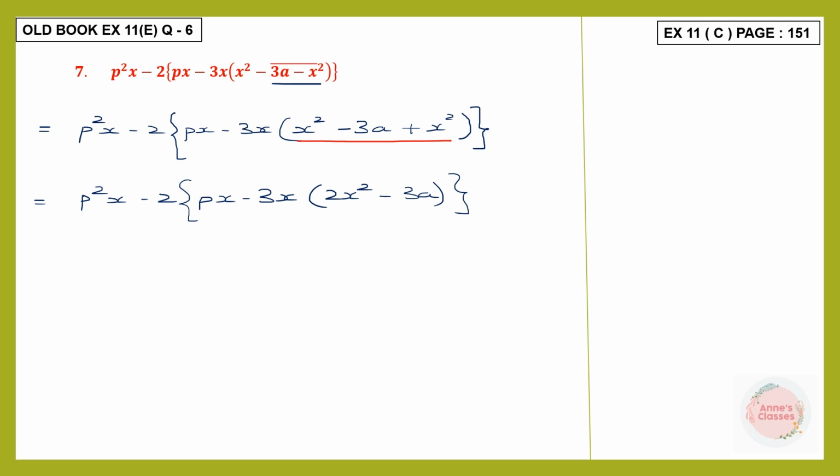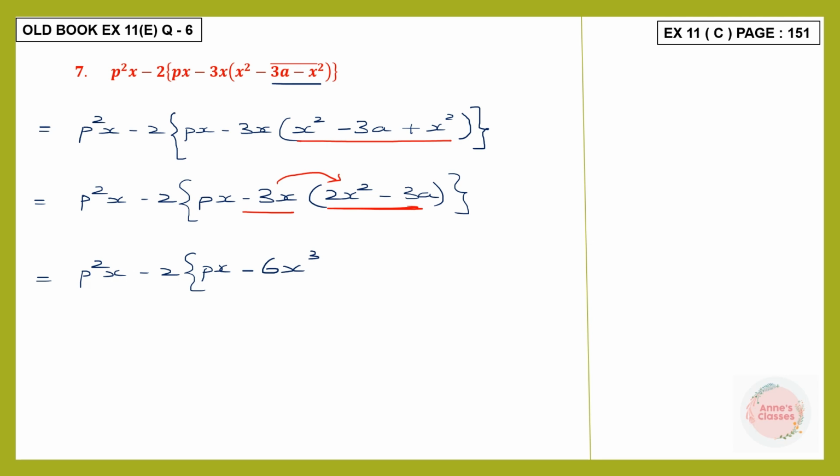Now what do we have to do? We have to simplify this, which we cannot. So we straight away do the multiplication of minus 3x into each term inside. So here you write p square x minus 2 curly brackets px. Now we are going to multiply minus 3x into each term. So the sign is minus. 3 into 2 is 6, x into x square is x to the power of 3.